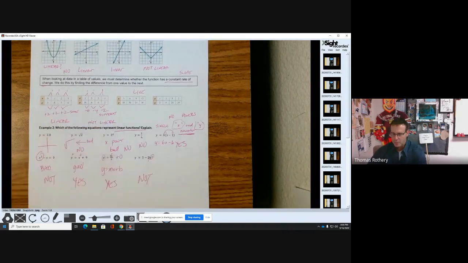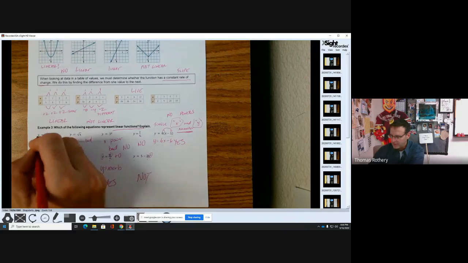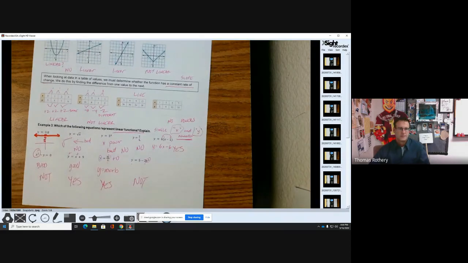All right, now this last one right here. y is equal to 3.8, and you'll notice there's no x with it. That's okay. What that means is you're going to go up 3.8 and draw a horizontal line there. And that is considered a function. We're allowed to have lines that look like this that are horizontal, just not vertical.